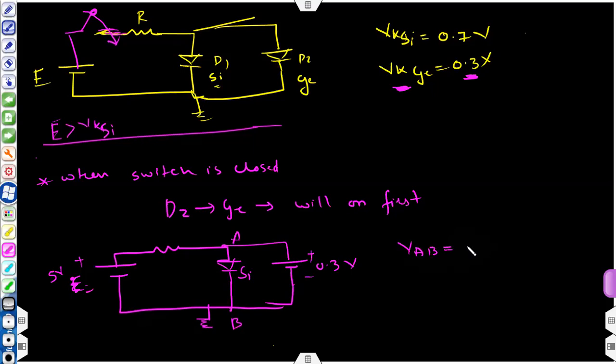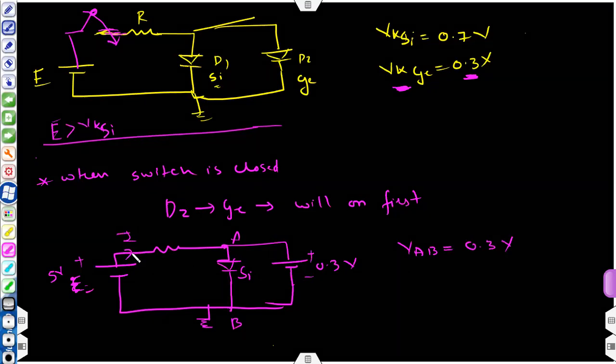Yes, I am coming to you. Let me complete first. VAB is 0.3 volt. It is fixed. Okay, so current I will flow here, and the moment it is in on state, at point A we have 0.3 volt, and now it is fixed. Current will flow through this resistance, and it will flow across this germanium diode. So because of this 0.3 voltage source, the voltage at point A will never cross this value 0.7. It will remain fixed at 0.3.